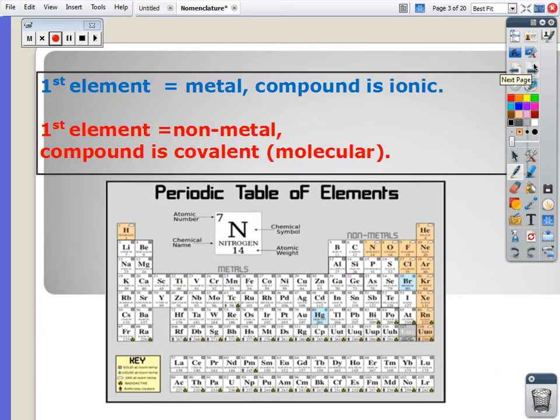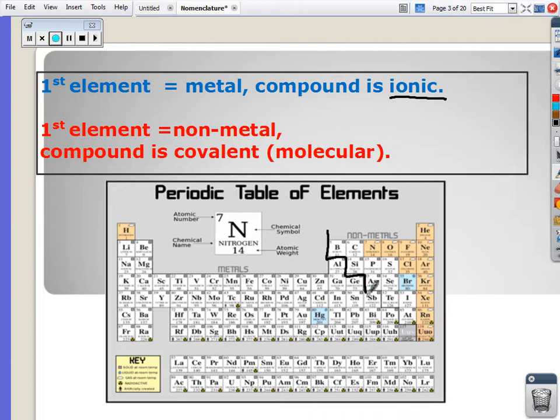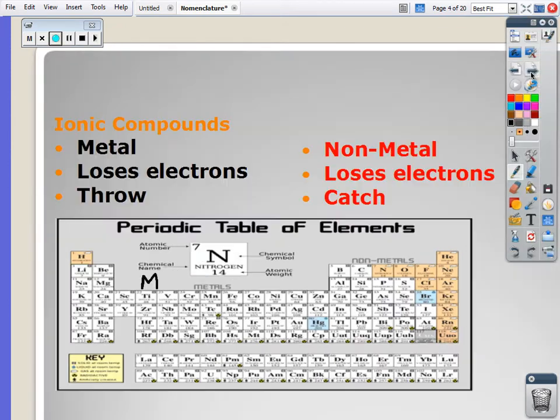This is important: if the first element begins with a metal, the compound is ionic. On this side of the fence are the metals, and if the first element's a metal, these are ionic. If the first element's a nonmetal, then you have a covalent compound. We'll talk about that in detail later.